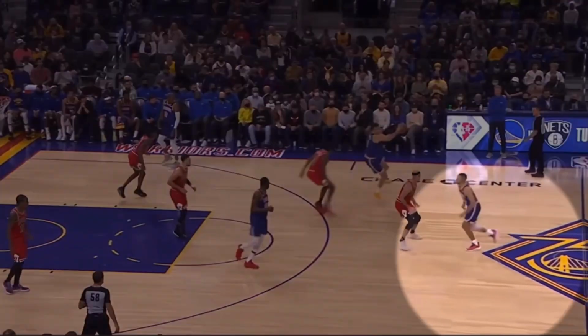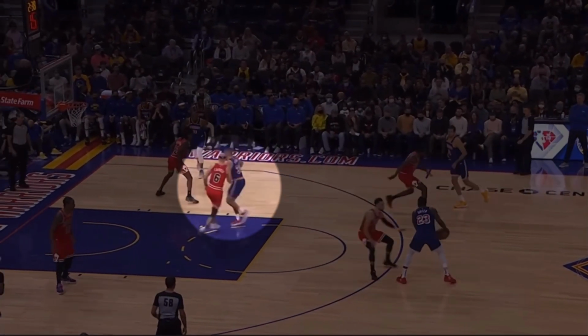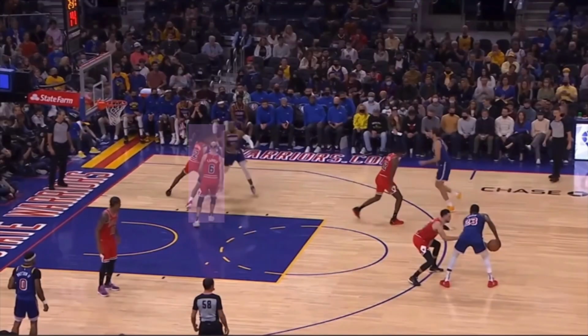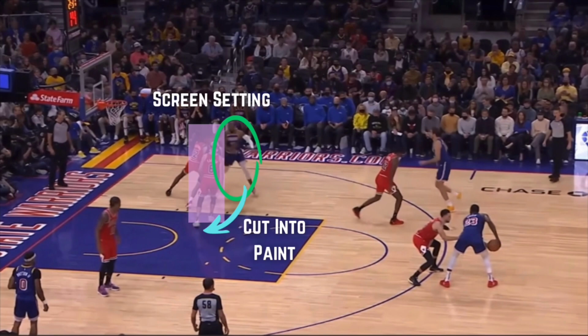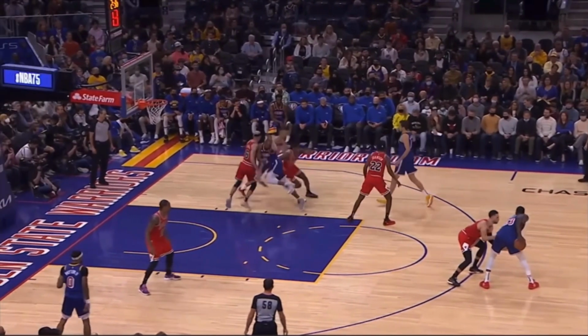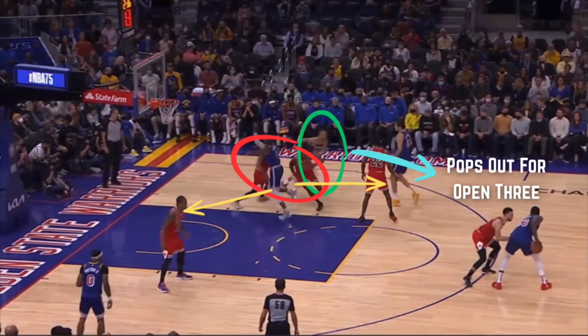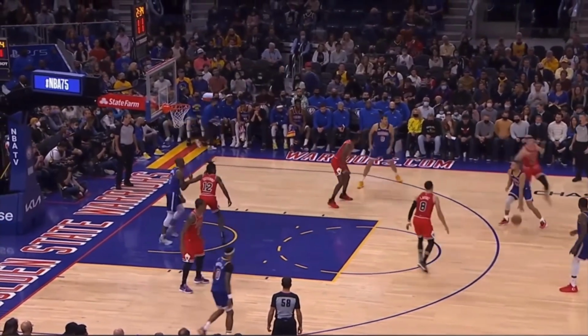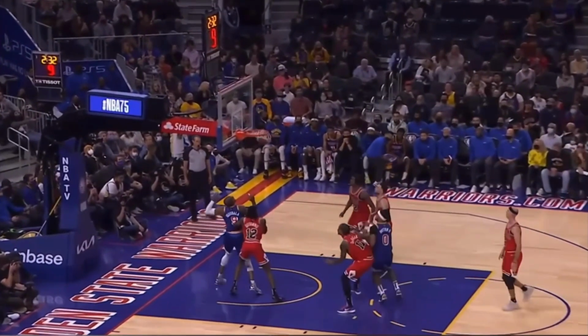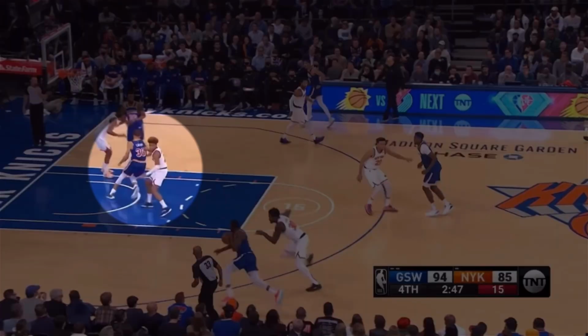Now on to the next play. A similar strategy is being executed. Steph runs straight into the paint and sets a screen for Iguodala to cut into the paint, making the defense think that he's going to score during this play. But instead, Steph quickly pops out to confuse the defense, taking advantage of their slow reaction and once again nailing the open three-pointer.